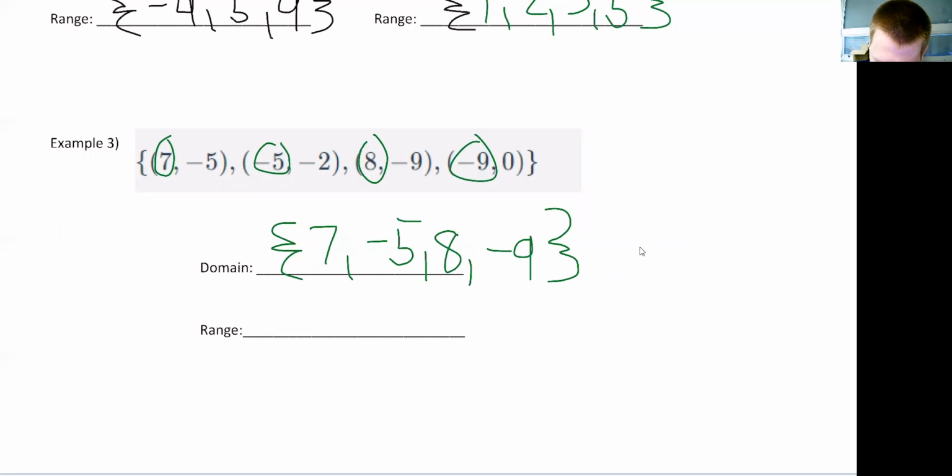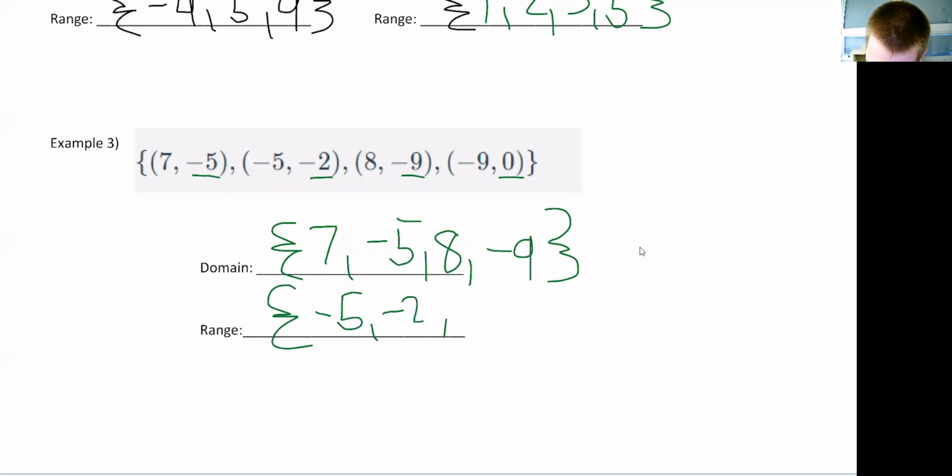And then our range, remember, is the list of our y values. So we would just have -5, -2, -9, and 0. I'm just going to write them with commas between them. And that's my range. So this is our first idea. If you have sets of points, you're just going to list your x values, list your y values, you're good to go.